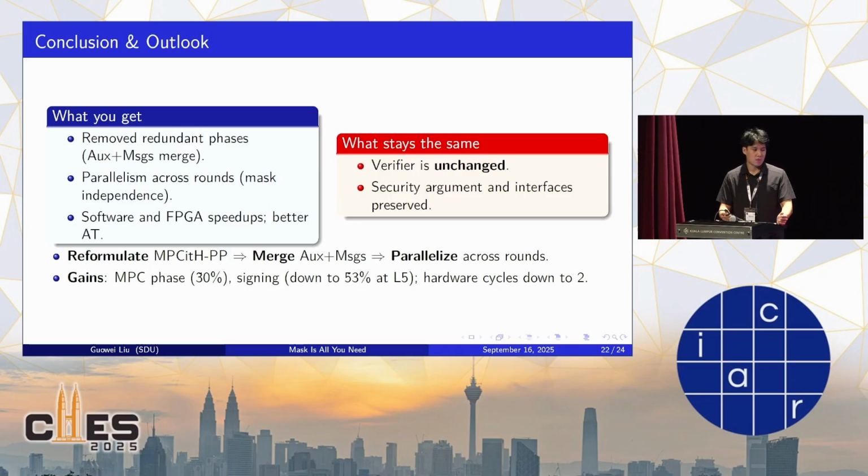So this is our conclusion. We remove the redundant phases, the auxiliary and message phases, and we parallelize across the rounds, and we get better performance in software and hardware, and a better AT product. What stays the same is the wire format. The wire format is unchanged, and the security argument and interface are preserved. That's it. So thank you.